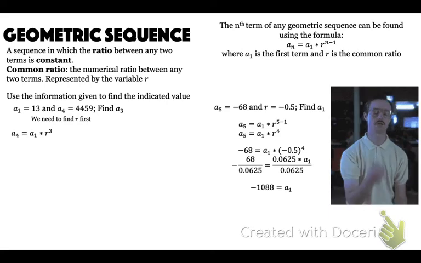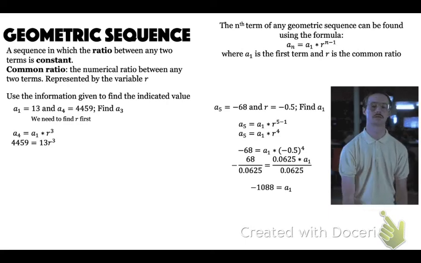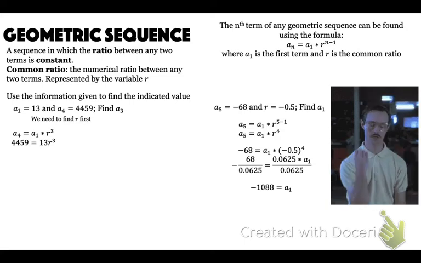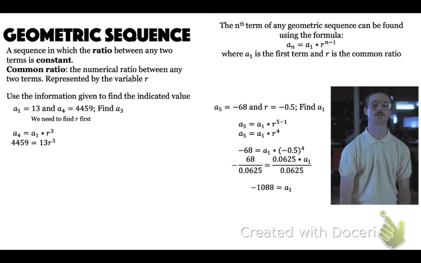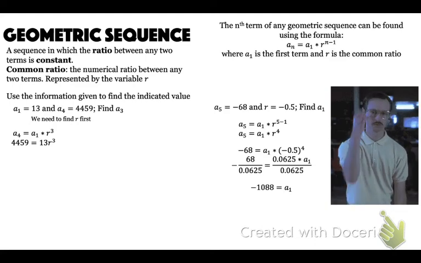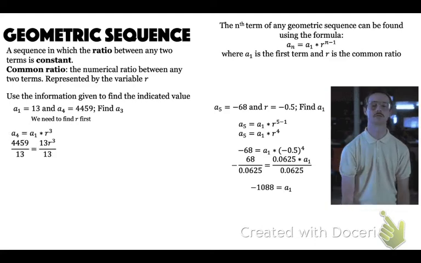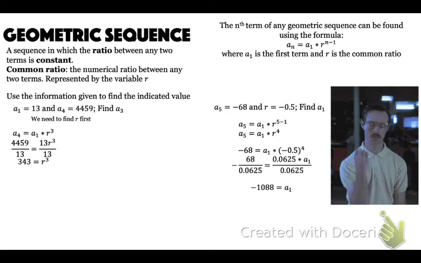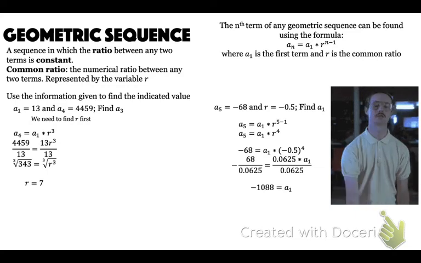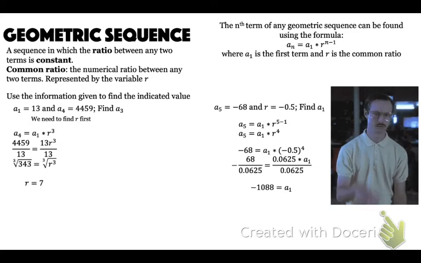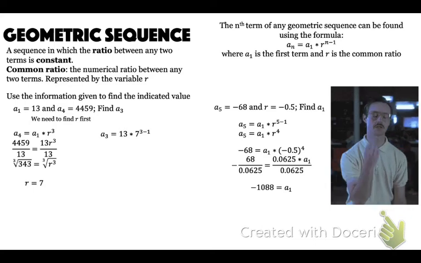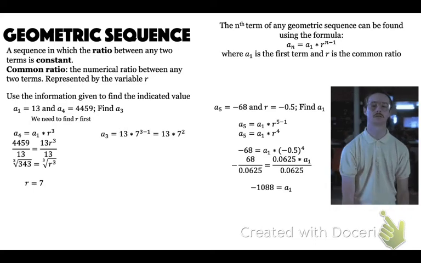But now let's plug in what we know. I know 13 is a sub 1, and I know 4,459 is a sub 4. Now I'm going to divide both sides by 13, and I get 343 equals r cubed. Cube root both sides, and you get r equals 7. Now if I want to find a sub 3, I can just do a sub 3 equals 13 times 7 to the 3 minus 2 power, which is 13 times 7 squared, which is 637.